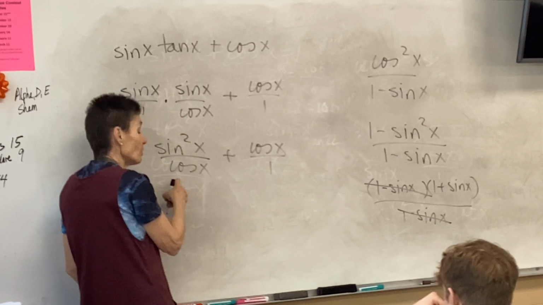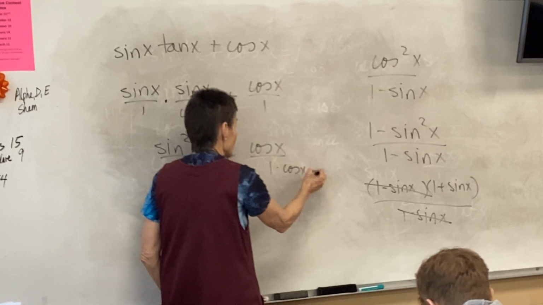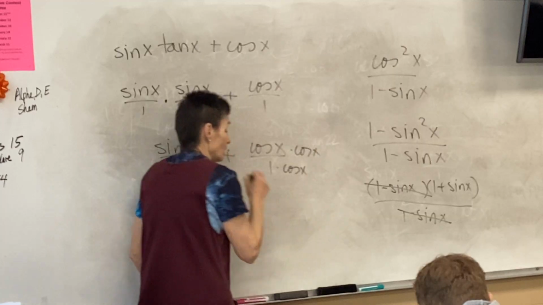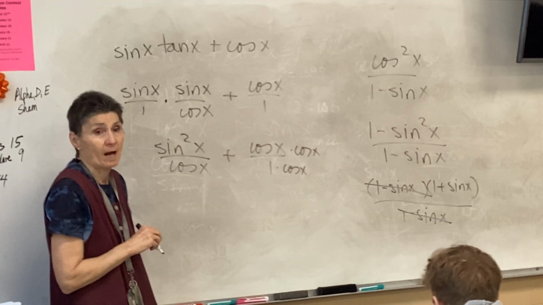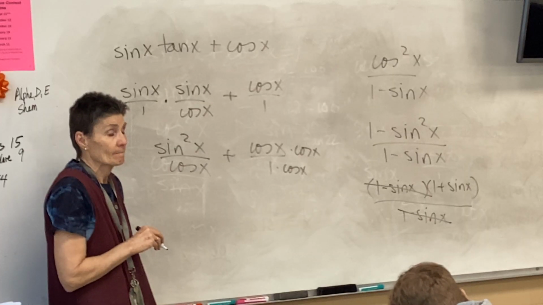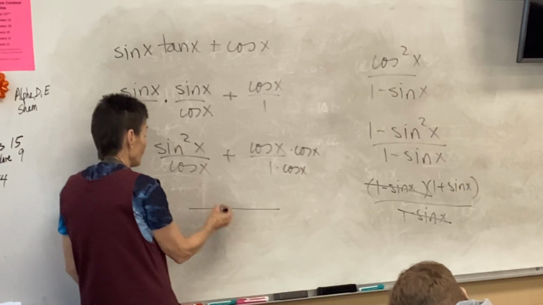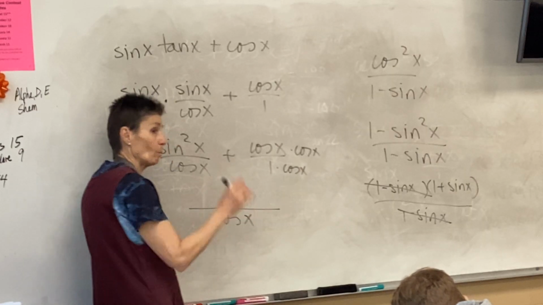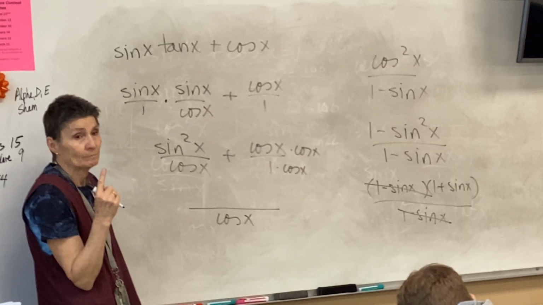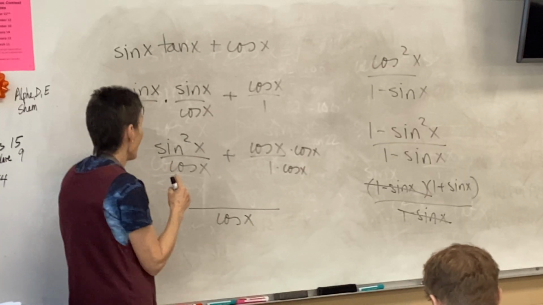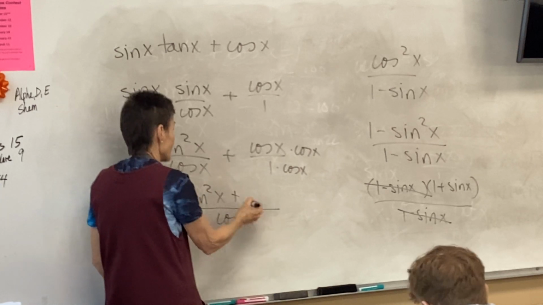And what will my common denominator be? Cosine. This one already has it. This one needs it. So I'm going to give this one a cosine. Remember, if you put it in the bottom, you have to put it in the top, right? Now, they both have the same denominator. They both have cosine. So there I go. I'm going to write one fraction now. Cosine in the bottom. What's on top? Well, this one's sine squared. Plus, what's this?